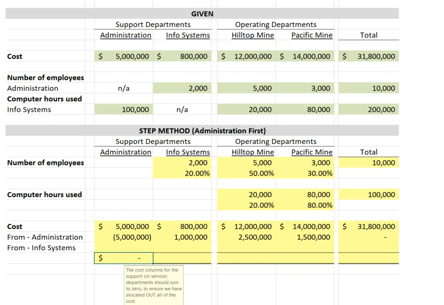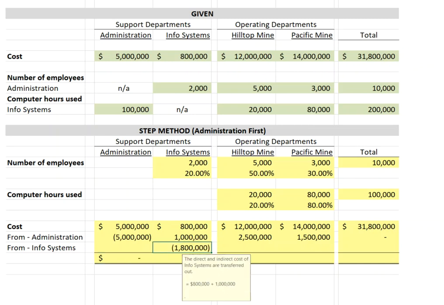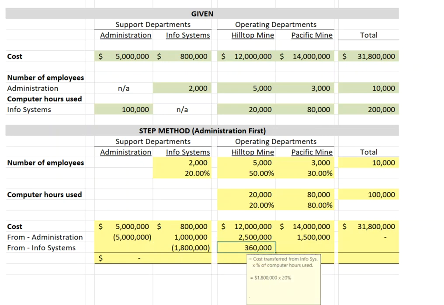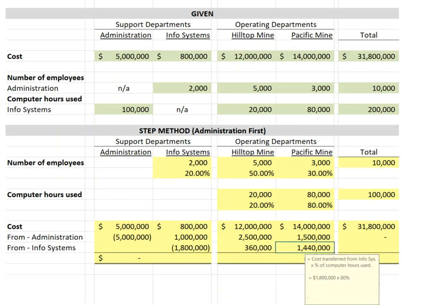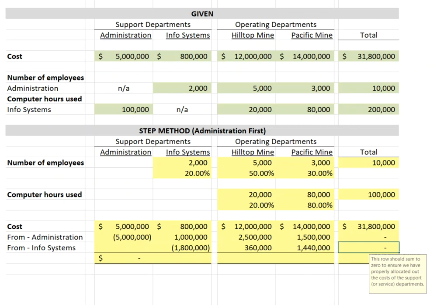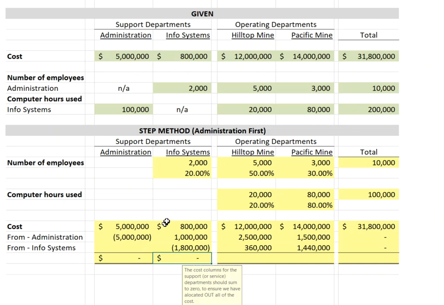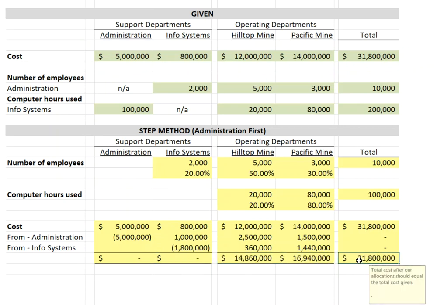Next, we're going to allocate costs out of Information Systems. We have a total cost of $1.8 million in Information Systems. That's the $800,000 in direct costs and the $1 million in indirect costs that were allocated in from the administration department. We allocate that out. 20% of it, or $360,000, will get allocated to the Hilltop Mine, while the other 80% will be allocated to the Pacific Mine. Again, we make sure our row sums to zero, and the cost column for Information Systems also sums to zero. That ensures we've allocated out all of the cost. And our final check is to ensure our total cost allocations equal the total cost that we were given in our problem.